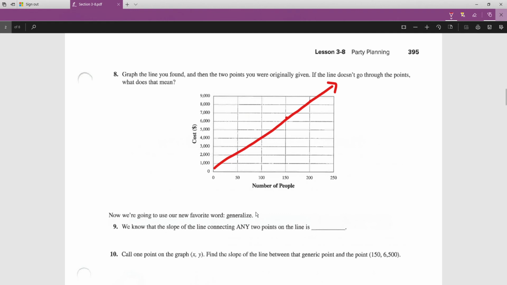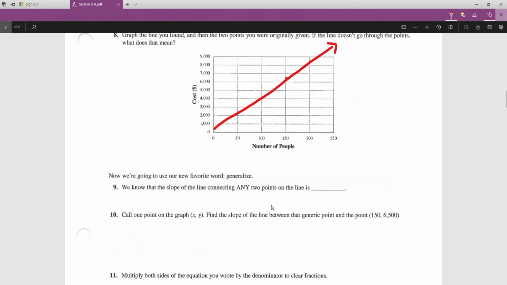Okay, so now we're going to generalize. That's what we like to do. So we know that the slope of the line connecting any 2 points on this graph that we just drew on this red line is 40. So from here to here is 40, and from here to here is 40, or from any 2 points that we pick anywhere on that line, the slope is going to be 40.